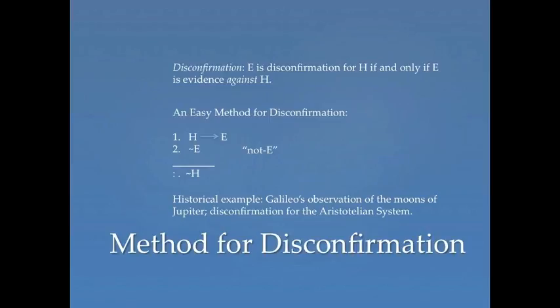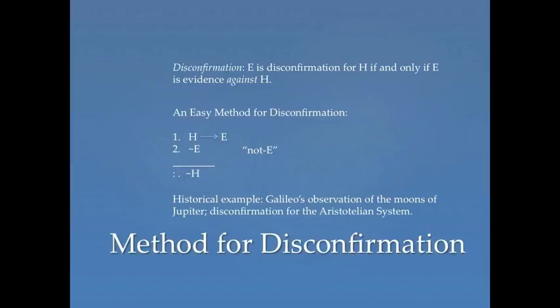Disconfirmation. What does that mean? E is disconfirmation for H if and only if E is evidence against H. So an easy method for disconfirmation goes as follows. Again, premise one, we have the prediction premise, you might call it. If H, then E, where E is some observation, some phenomenon, or something like that. But instead of finding that, we find that that's not the case, not E. So the little tilde is the negation sign. The conclusion is that not H.